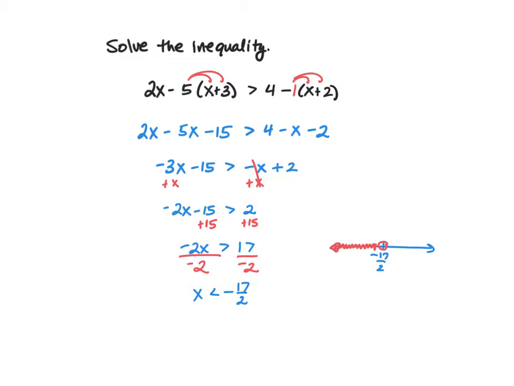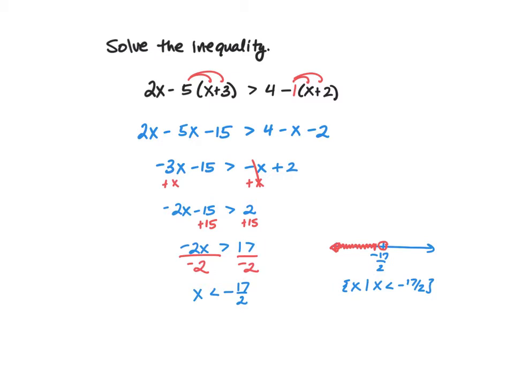In set builder notation, we could say that our solution is the set of all values for x such that x is less than negative 17 halves. We can also write this in interval notation. So interval notation describes the set that is shaded on our number line from the left to the right.